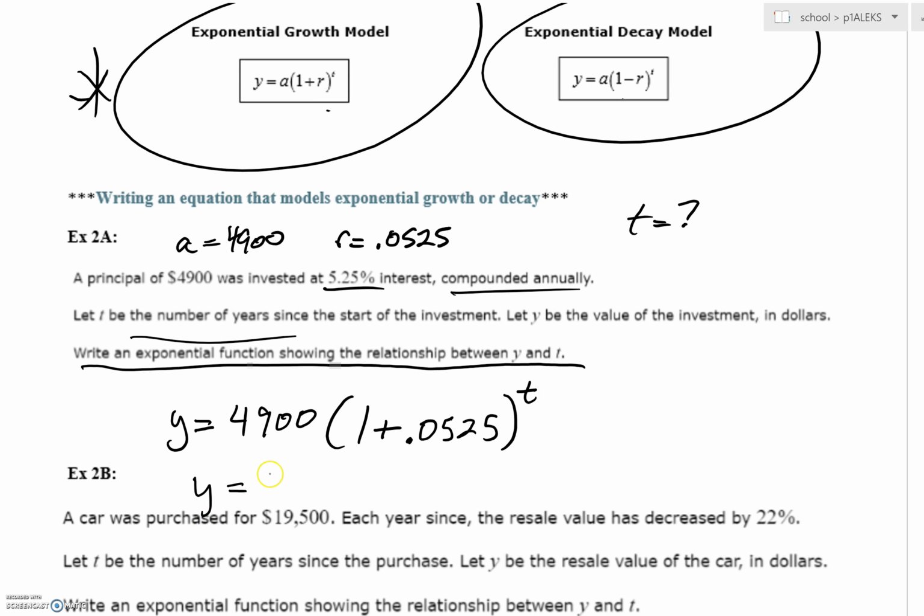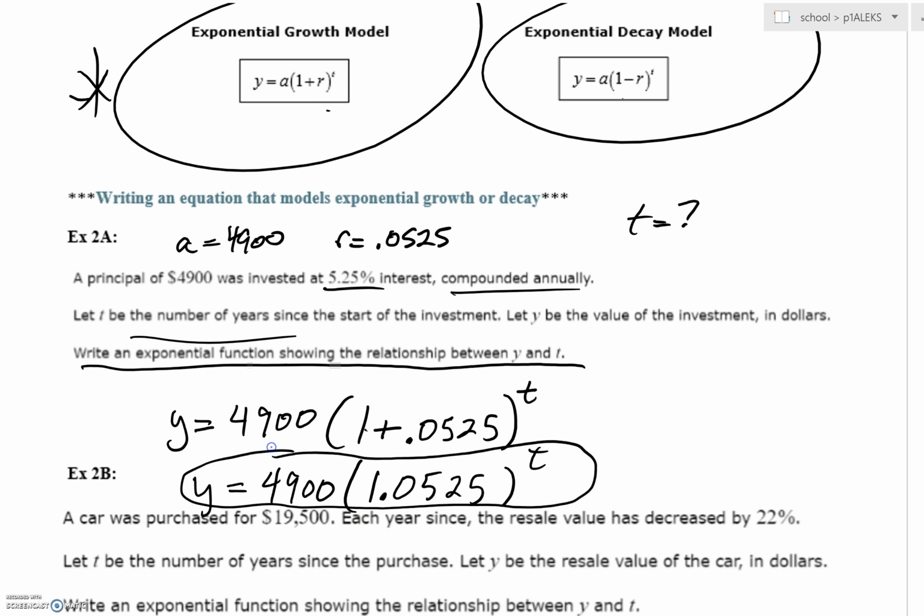Now, if you wanted to, you could even add these two together: 1.0525 raised to the t. That's all they're asking you to do. They're not asking you to work anything out in particular.